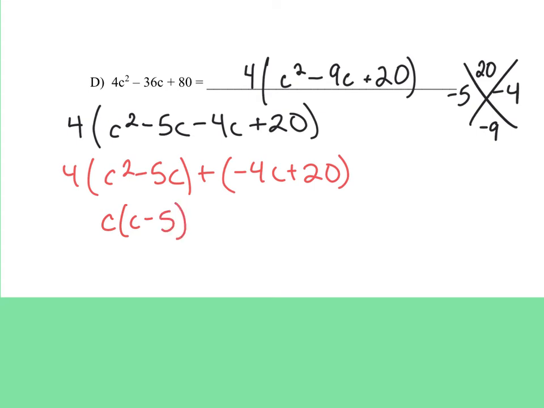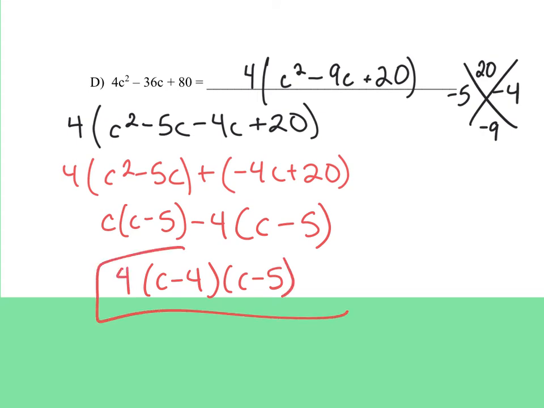Negative 4, C, and 20. Negative 4. Okay, and my final answer: C minus 4, C plus 5. What's he missing? The 4 in front. The 4 in front. Don't forget the GCF.